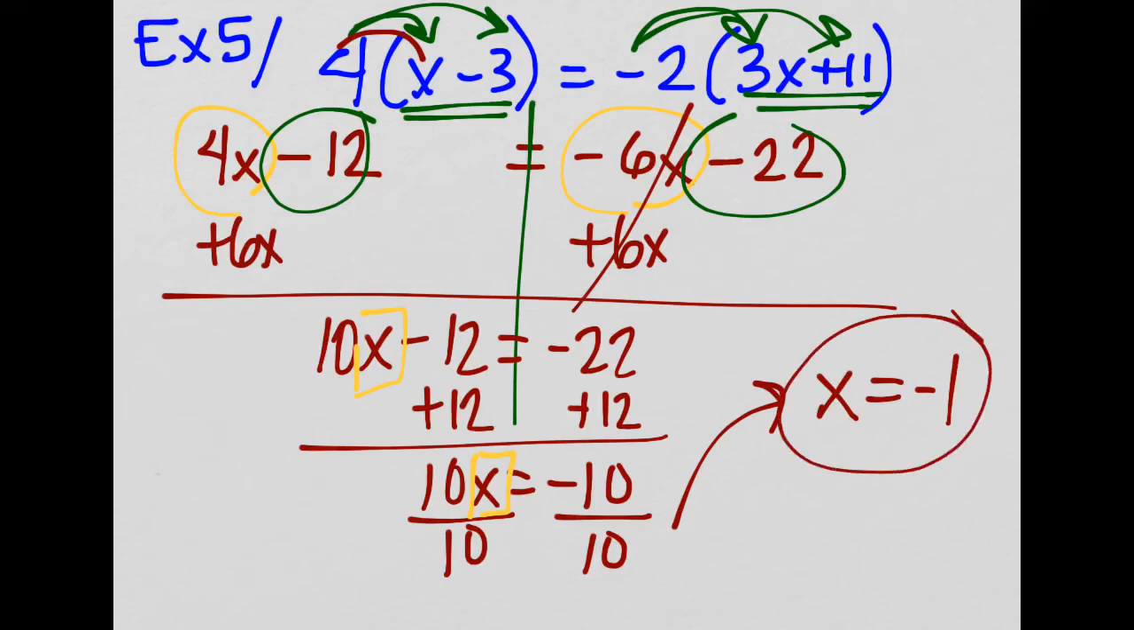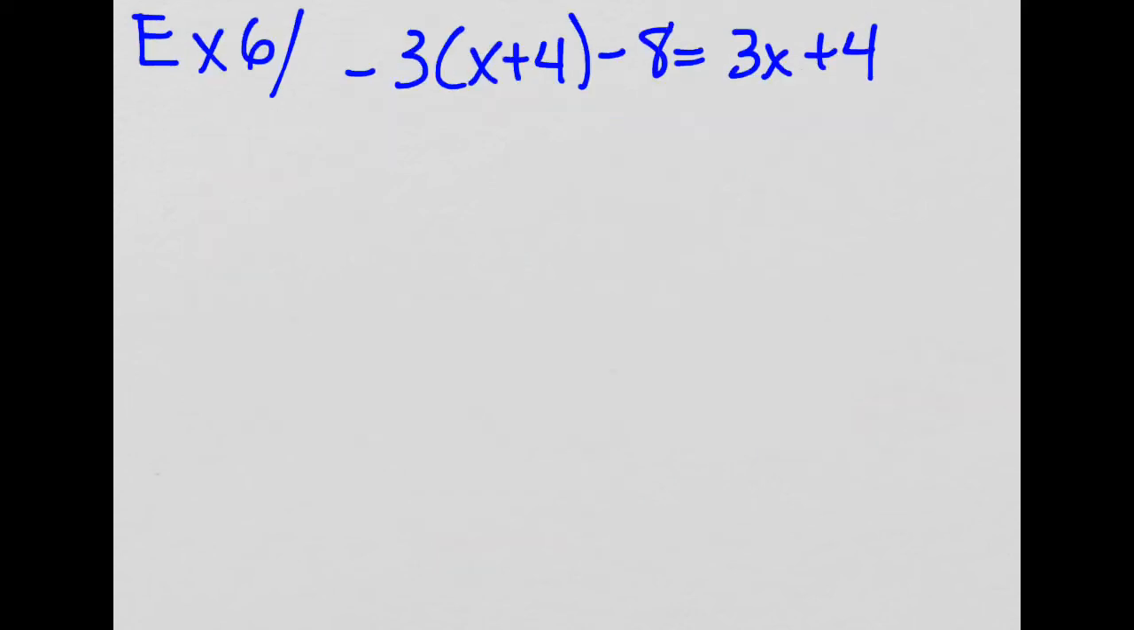All right, if you were to check that, you would have to go back in, put it in for the x's, and don't forget to follow the order of operations. That means do what's in parentheses and then your exponents, and then multiply, divide from right to left, and add and subtract. Okay, here's our last one. You're doing a great job. This one, we just have to do our distribution, the distributive property.